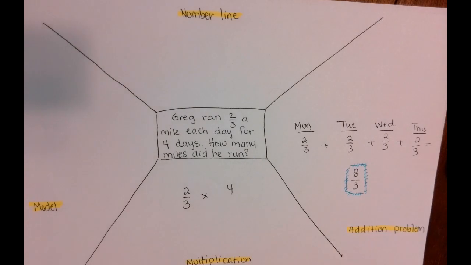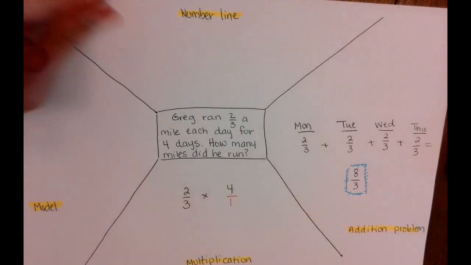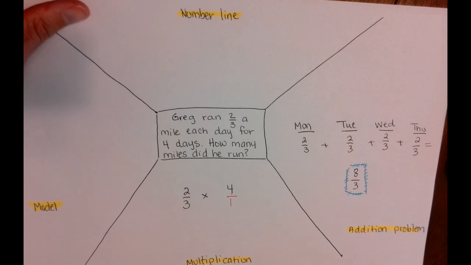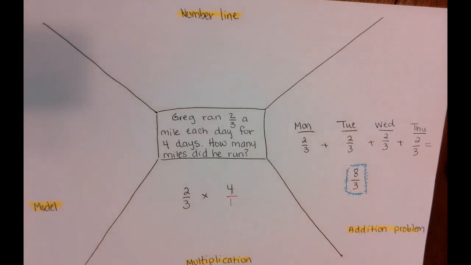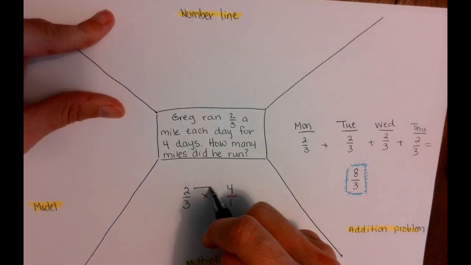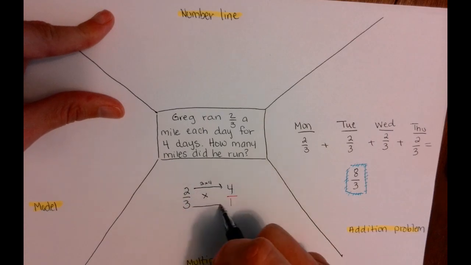Well, I also know that when I multiply fractions, I can multiply straight across. So what I'm going to do to give myself a denominator here is just add a 1 under the 4. Why can I do that? Because this 1 does not change the value of my 4. Then I can go ahead and just multiply my numerators straight across. So I'm multiplying 2 times 4, and here I'm multiplying 3 times 1. Okay.